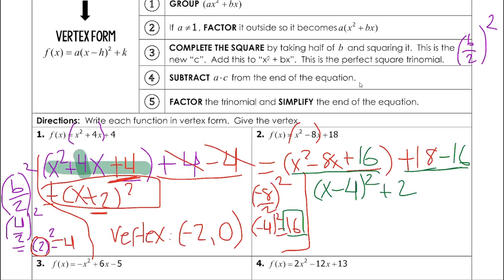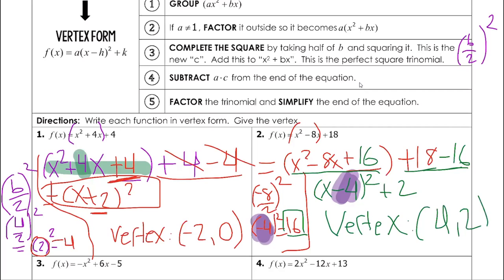But one tip, one thing you're going to notice: whatever you get when you do your b over 2, inside your parentheses before you square it, that's what you're going to have in your vertex form. So if you're not super comfortable with factoring, you can use that. So our vertex, since they ask us to write it out, since it's in vertex form, it would be positive 4, positive 2. And that's completing the square in a nutshell.